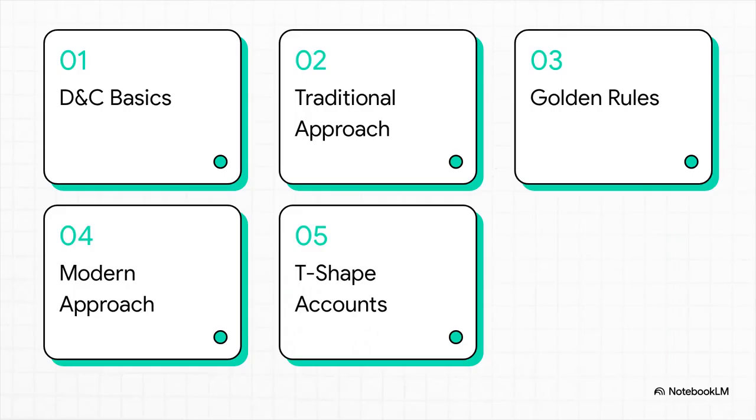Okay, so here's our roadmap for this explainer. First, we'll cover debit and credit basics. Then we'll look at the traditional approach, dive into the golden rules, check out the modern approach, and finally, we'll wrap up with T-shape accounts. Let's get right into it.